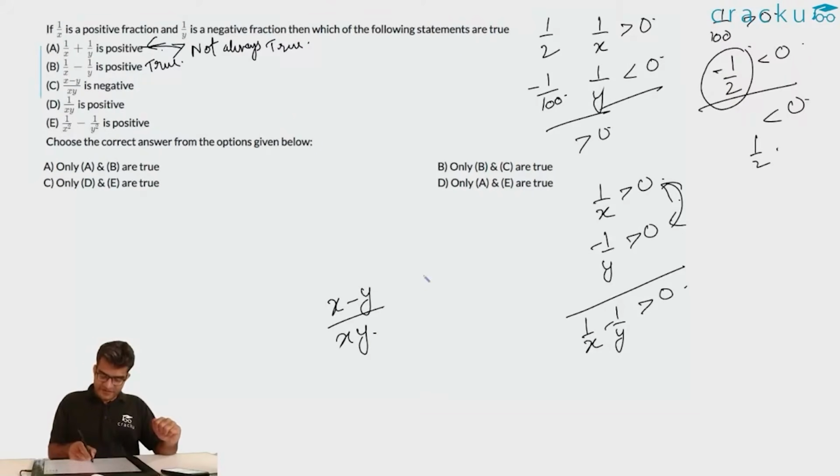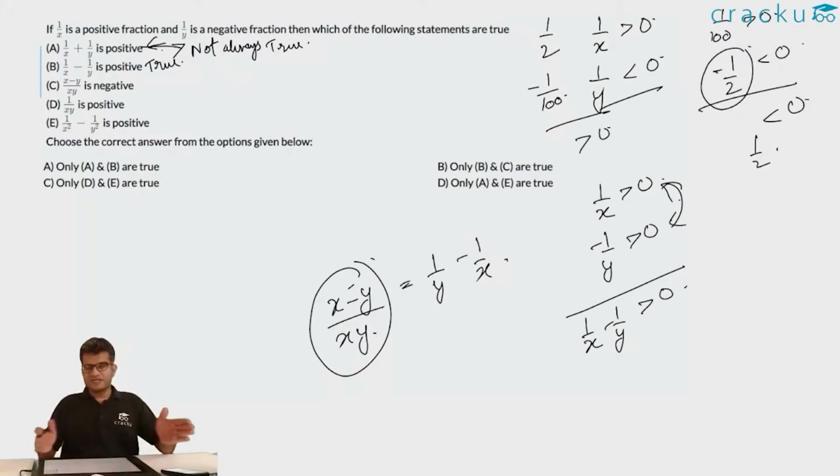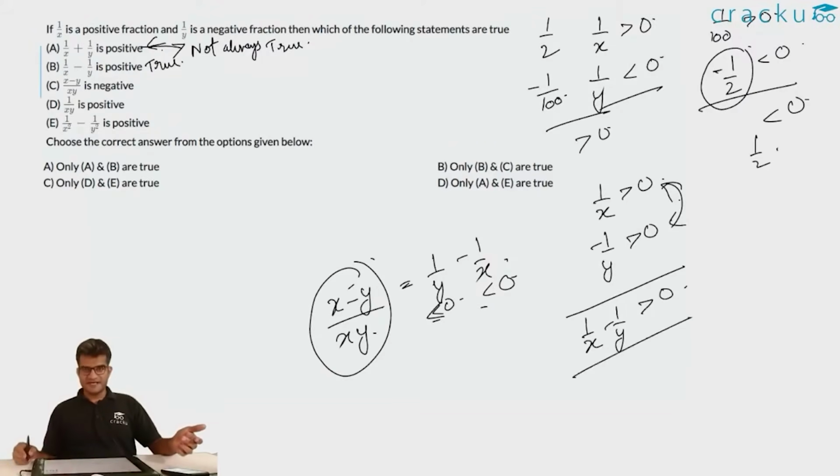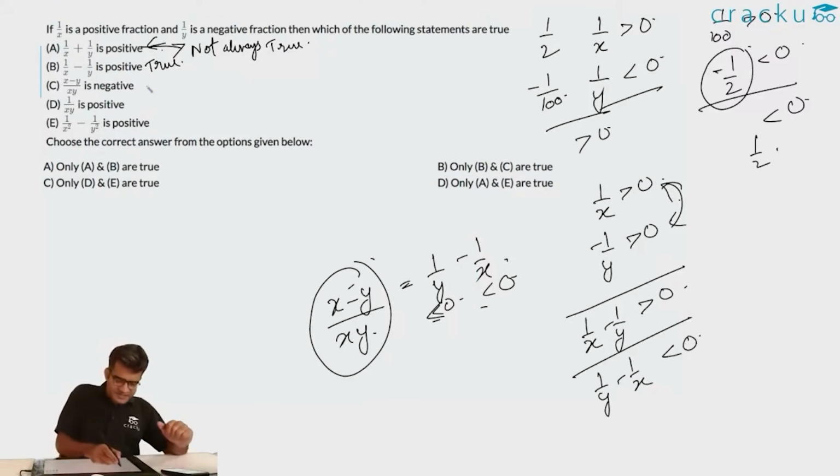Here (x minus y) divided by xy is equal to 1 by y minus 1 by x. We are just separating both the terms from this fraction. 1 by y is negative, minus 1 by x is also negative. In fact, you can always say that if 1 by x minus 1 by y is greater than 0, then 1 by y minus 1 by x is always less than 0. So option C is always true.